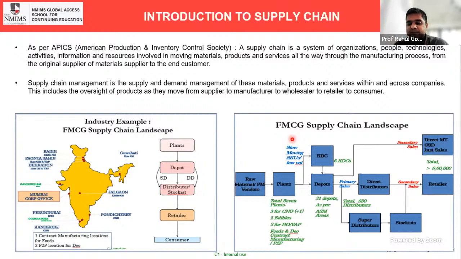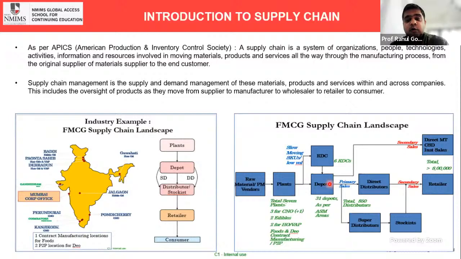What is happening is, while these plants are producing one or the other product in bulk, these depots are not product specific. These depots are receiving goods from all seven plants. Let us say we are talking about a Delhi depot. Delhi is receiving goods from Guwahati, from Baddi, from Kajikot. So the Delhi warehouse is receiving goods from all the plants.